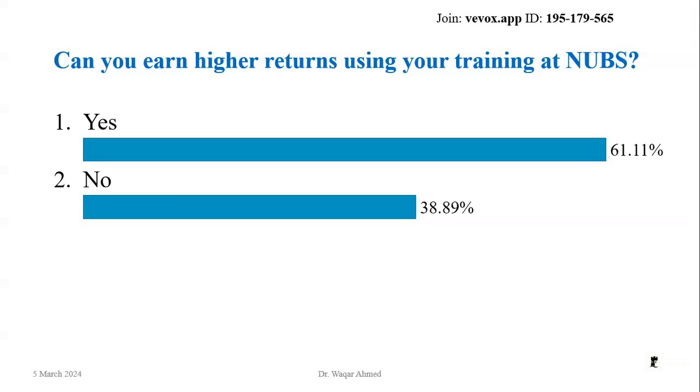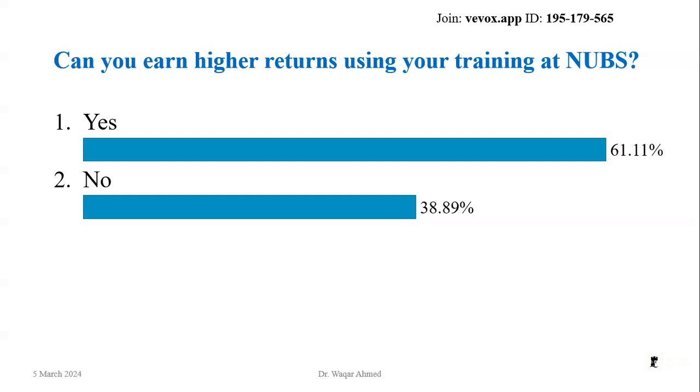Am I interpreting this correctly? Does this mean the same thing? 61% of you think you can make money using your training at the university, and 39% still can't make money. But if you look at this, it's essentially the same question. I asked you the same question twice. So if I ask you the same question twice, your answer should be similar.